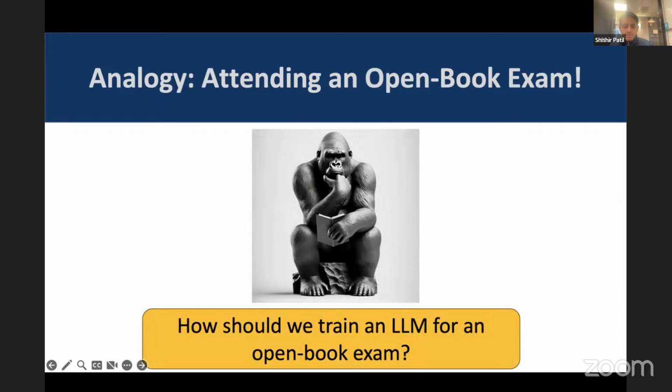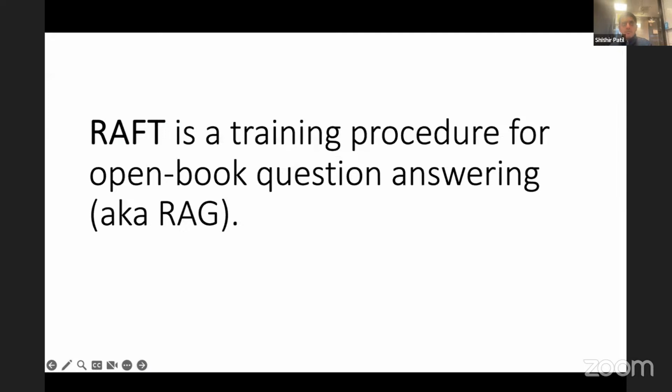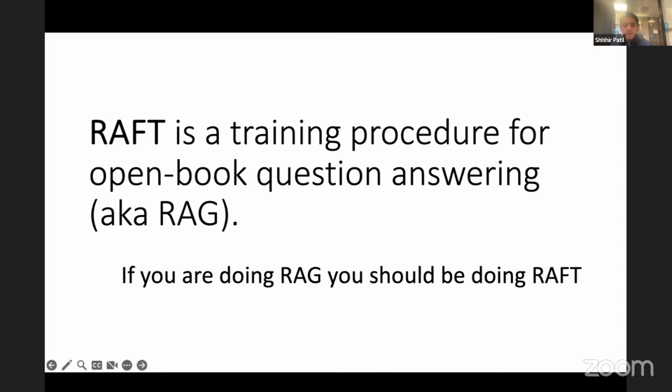Going back to the LLM space, the question we want to answer is, how do you train a model? And by train here, I mean fine-tune an LLM for an open book exam, right? So you know that you're going to use your LLMs in a RAG setting. How do we now optimize this model for this open book exam setting? And so if there's one key takeaway you want to take from the second part of the talk, it is that RAFT is a training procedure for open book question answering. In other words, retrieval augmented generation, right? So if you're doing RAG, then you should be doing RAFT, basically.